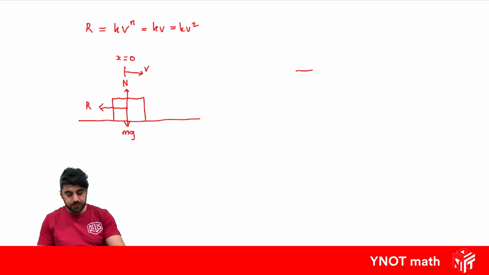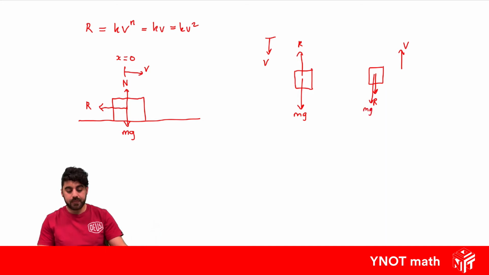We could also have a body moving vertically. If it was moving in a downward direction, downwards would be considered positive, and we'd have our weight force acting down and our resistance force acting up since it's moving down. But if that vertical body was moving up with a velocity, the resistance would be acting down and the weight force would also be acting down. The positive direction we need to take is up since it's moving up.